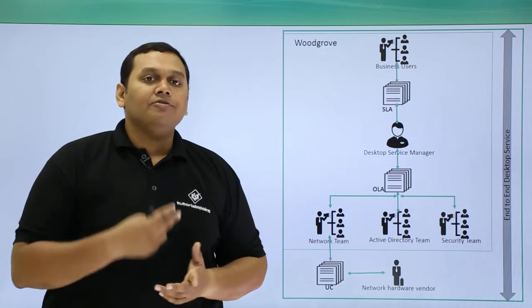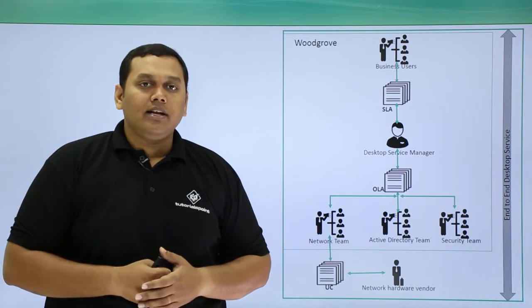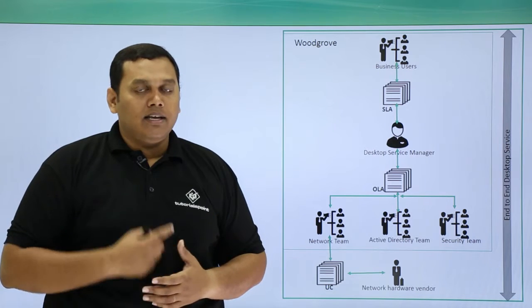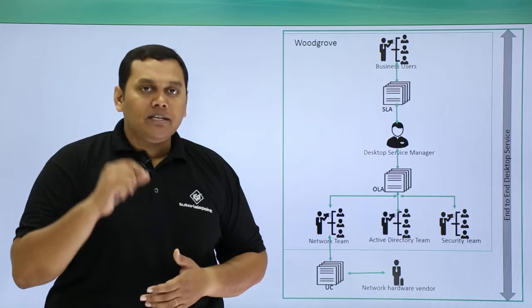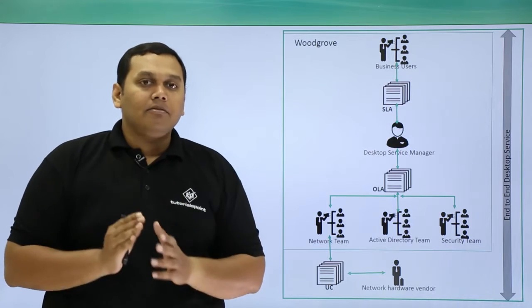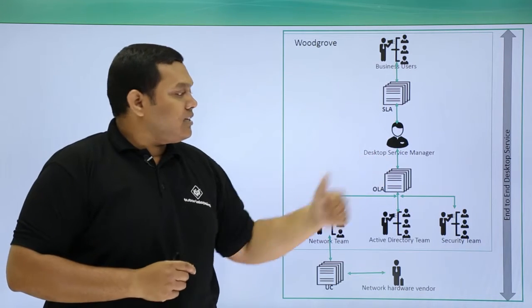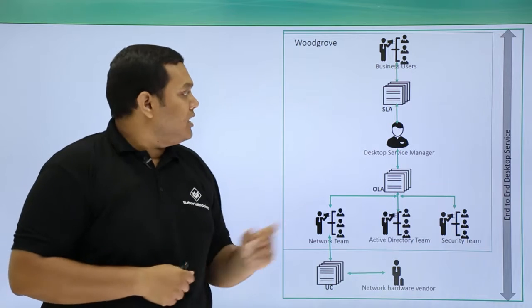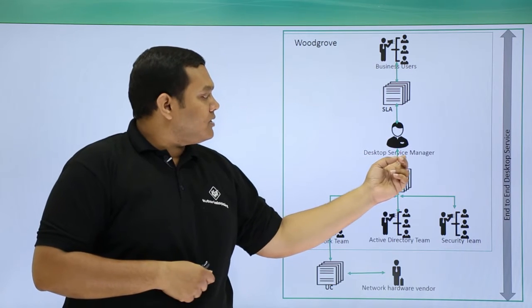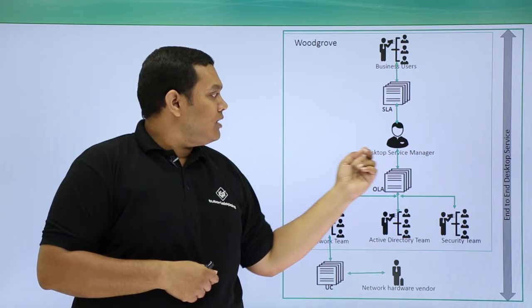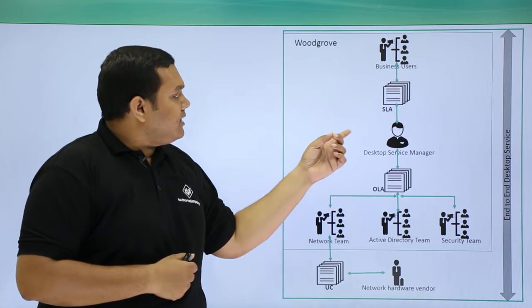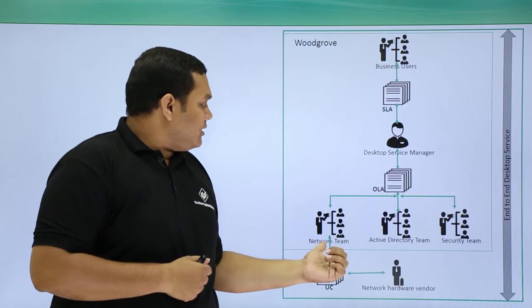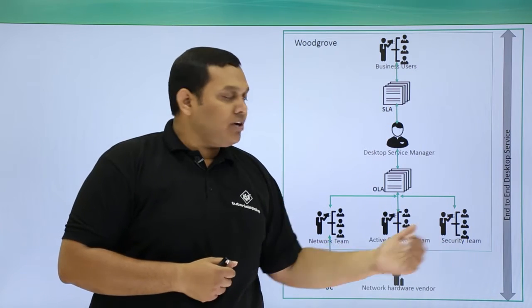So, there are two kinds of SLAs. The first one is response SLA, the second one is resolution SLA. So, here in the first instance, the response SLA should be met as defined between the business users and the desktop manager or the organization. After that, if the desktop service desk doesn't solve the problem in the first instance, then it will be routed to the network team, Active Directory team, security team, etc.